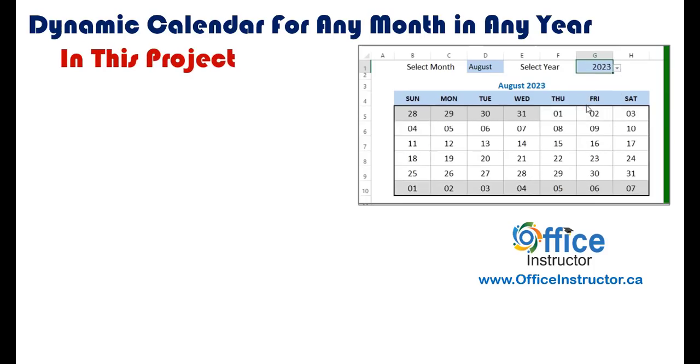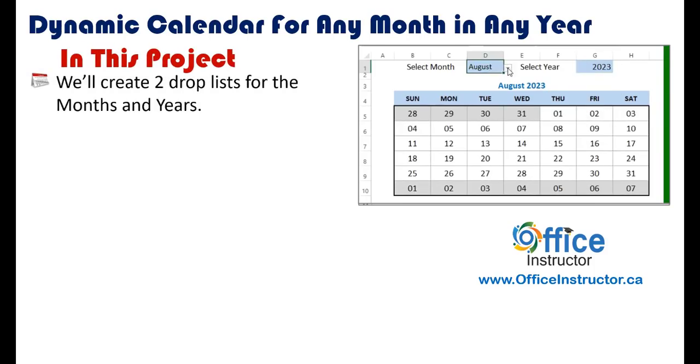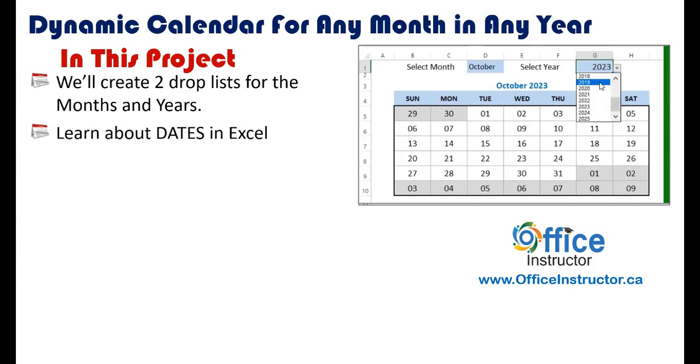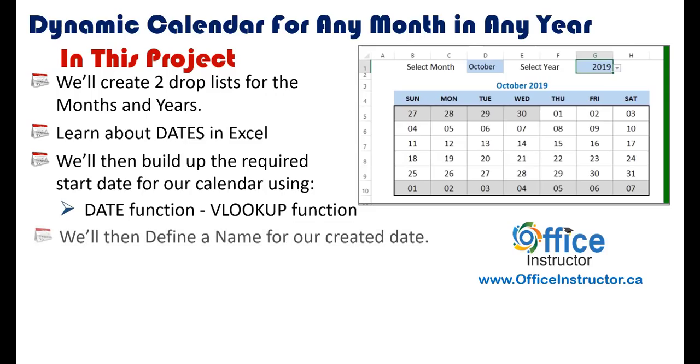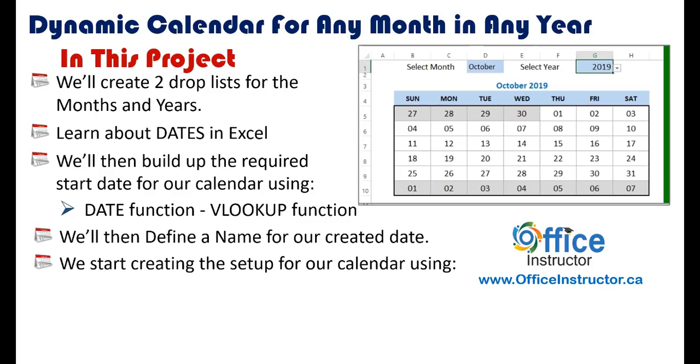In this project, we'll create two drop lists for the month and years. We'll then learn about dates in Excel. We'll build up the required start date for our calendar using the DATE function and the VLOOKUP function. We'll then define a name for our created date. We start creating the setup for our calendar using the WEEKDAY function and an IF function.